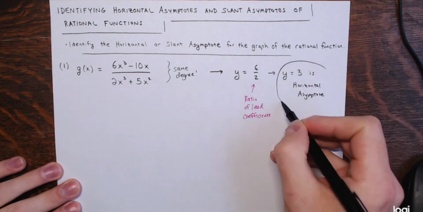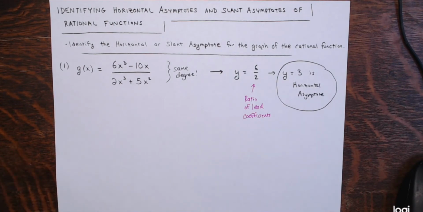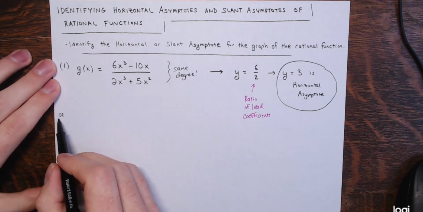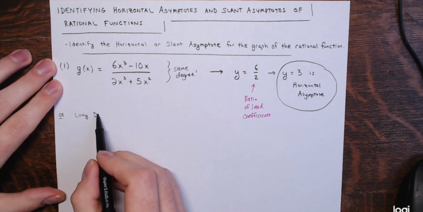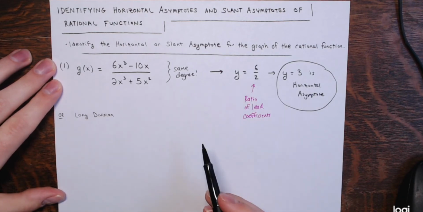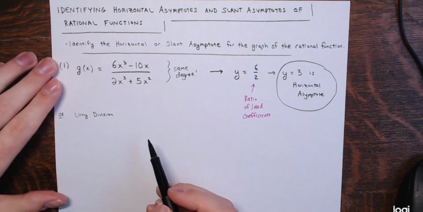And that's it. And it's very easy when the degrees are the same, or when the degree of the denominator is bigger than the degree of the numerator, right? You don't have to divide. Now, if you wanted to divide them, you could actually perform long division, and you would see that the quotient is 3, right? Y equals the quotient is what the graph's going to approach on the ends.